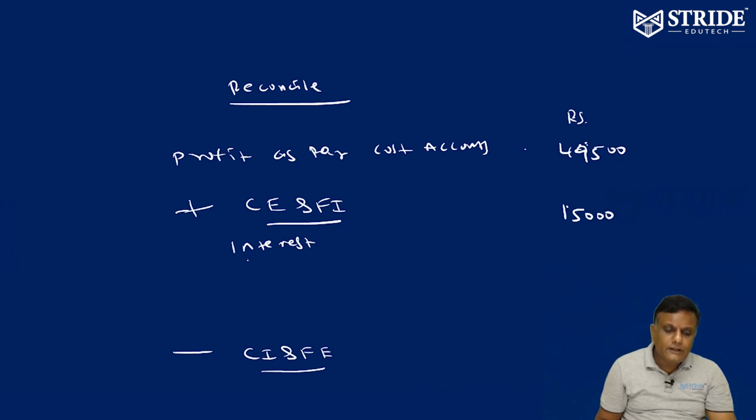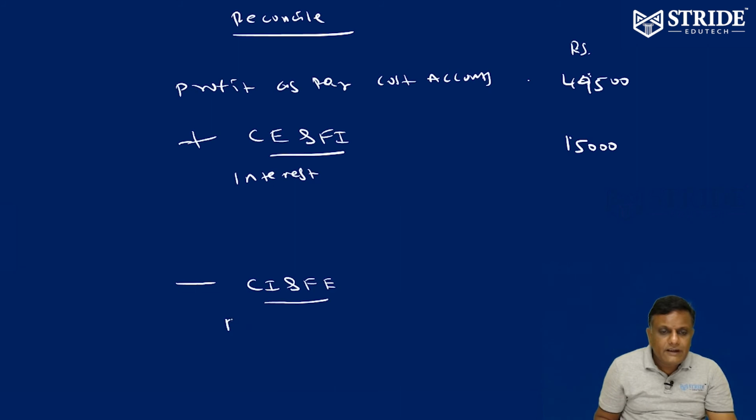Similarly, next, what are the items to be added? Just compare. Now compare factory expenses. Factory expenses as per cost are 1,35,000, but as per finance it is going to be 1,50,000. So we have more financial expenditure than cost.